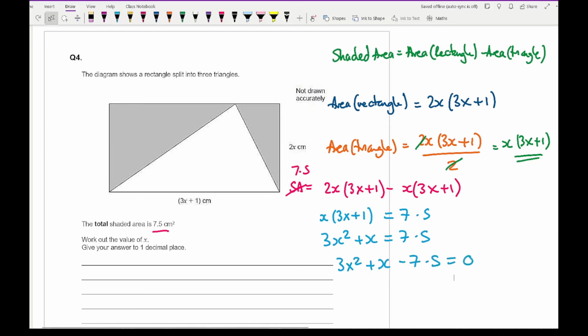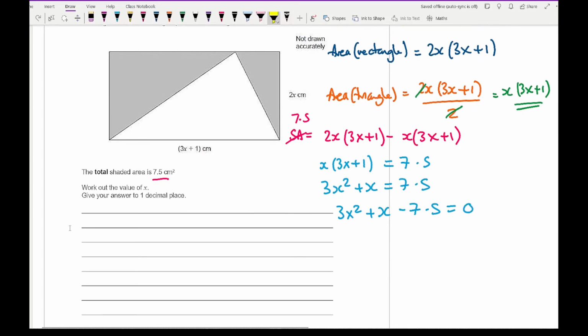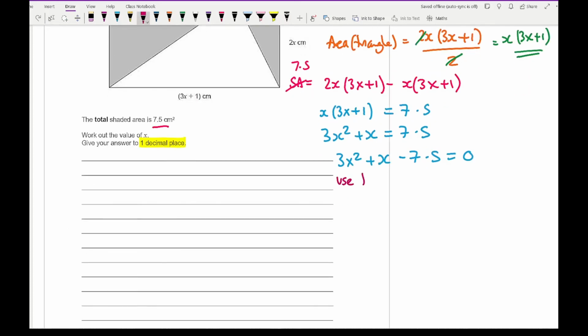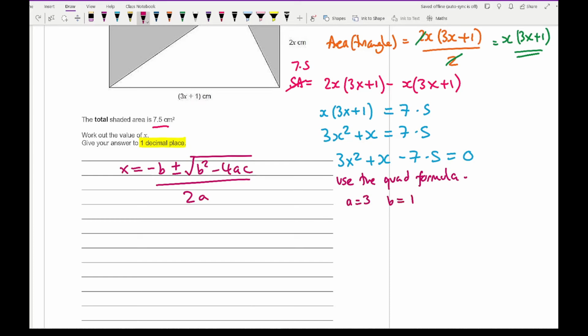Now the fact it says give your answer to one decimal place means that I shouldn't waste any time trying to factorize it, because I'll need to use the formula. So what we then need to use is the quadratic formula, which if you can't remember you should learn. It's minus b plus or minus the square root of b squared minus 4ac, all divided by 2a. So here a equals 3, b equals 1, and c equals minus 7.5.